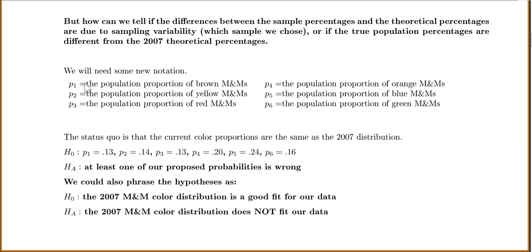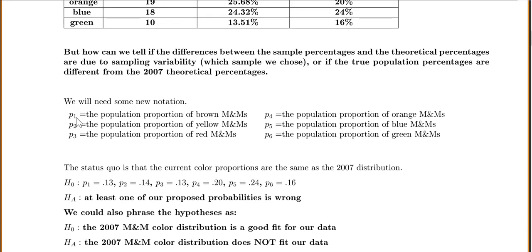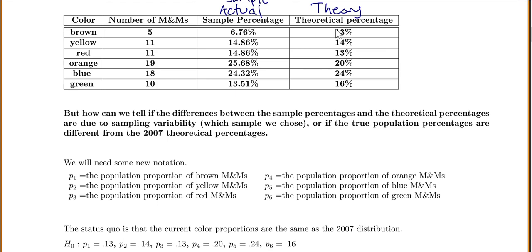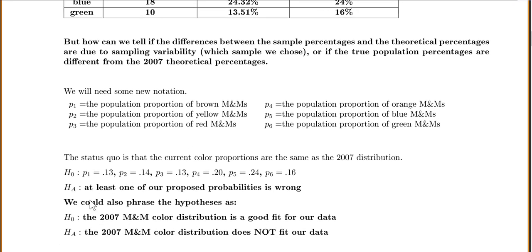So I'll write some new notation. We would let P1 be our population proportion of brown M&Ms, P2 the population proportion of yellow M&Ms, and so forth. The status quo would be that our current color proportions are the same as in 2007. So that would mean my first proportion should be 0.13, my second proportion should be 0.14 for 14%, my third proportion should be 0.13 for 13%, and so on. So that would be the null. Our status quo is that all of these percentages are right.